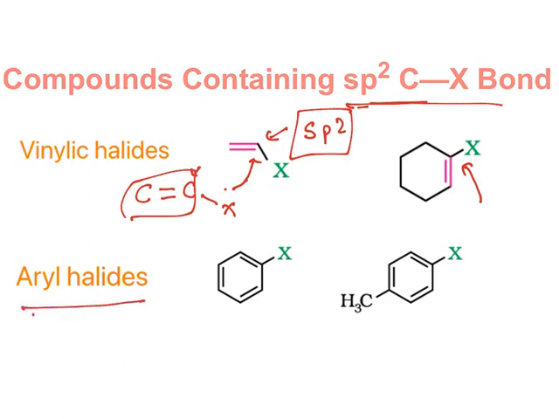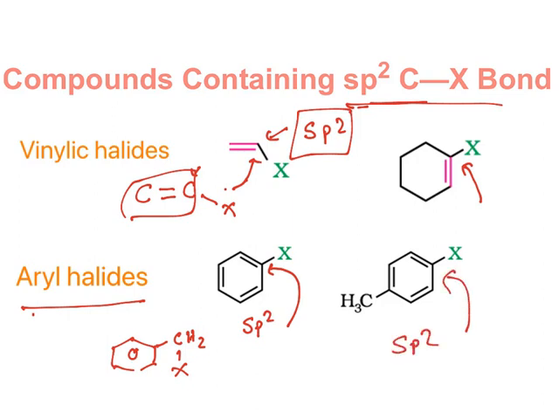Similarly aryl halides, look at this: in benzyl, to a benzene ring a methyl group is there and to that methyl a halogen is attached. In case of aryl halides, directly the halogen is attached to an sp2 carbon. So these are known as aryl halides. So this is about sp2 carbon.